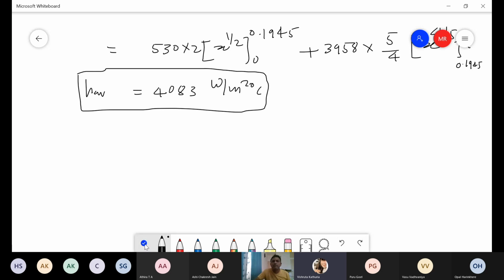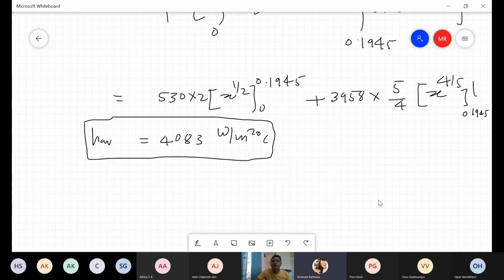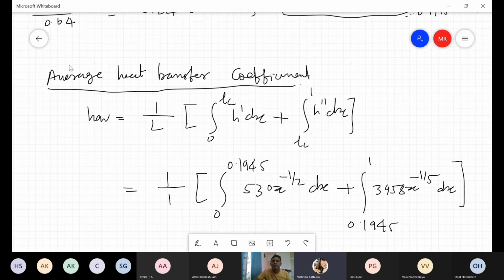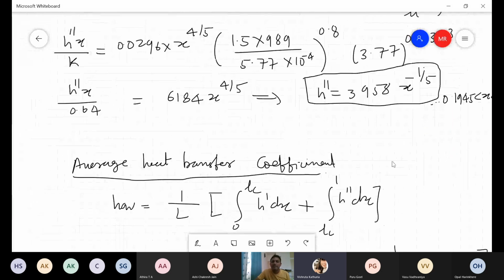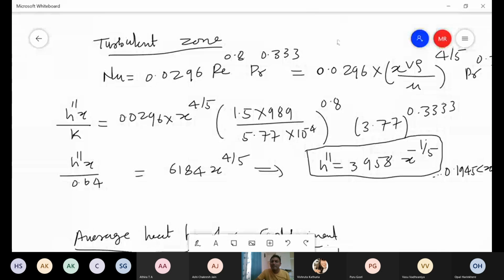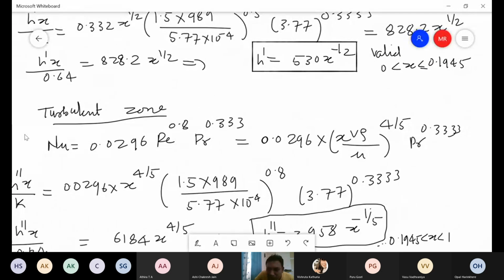That could be because we are using different empirical expressions to calculate this. In fact, this expression is valid in the turbulent zone. It is not valid in the transition zone. Remember, there is a transition zone in between. Yes, sir, but we have neglected that here. So that anomaly is coming primarily because we have neglected the transition zone, and that is why there is no smooth increase in the heat transfer coefficient. All right, sir. Okay.